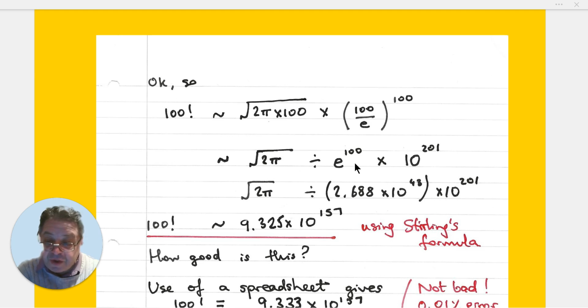My calculator will do that, and will give me 9.325 times 10 to the 157. So this number, 100 factorial, is roughly 9 times 10 to the 157 using Stirling's formula. Huge number. How good is this approximation?